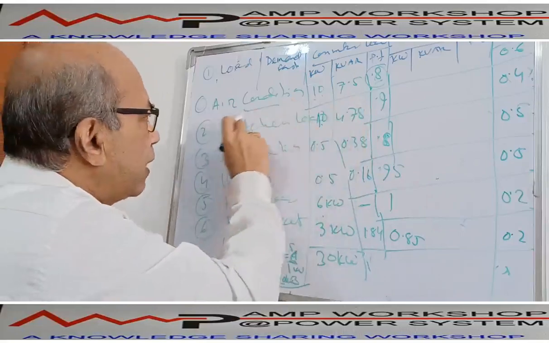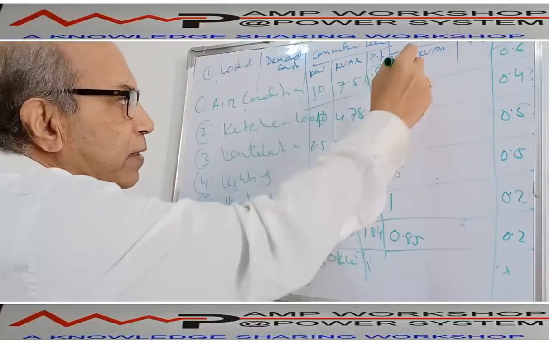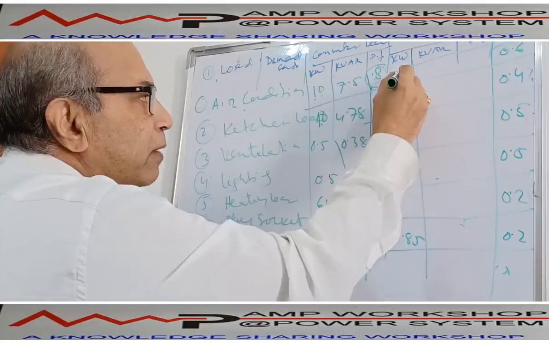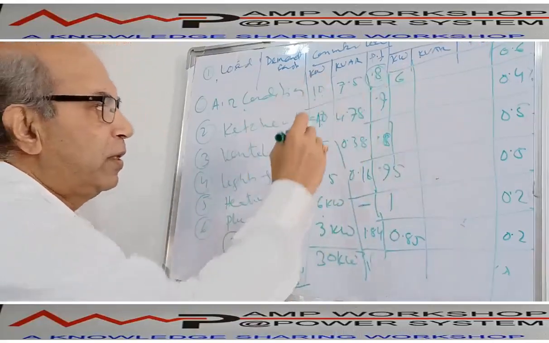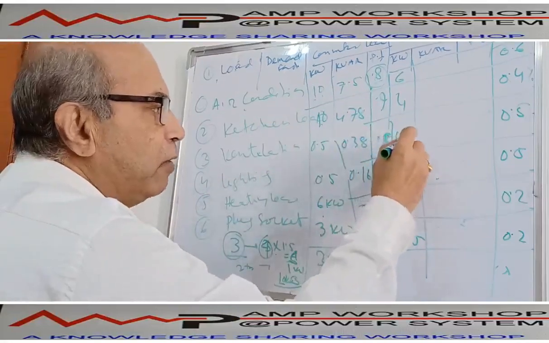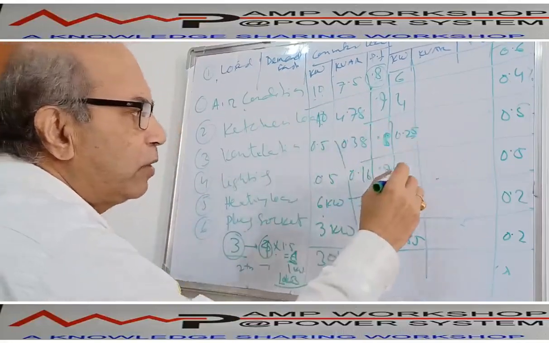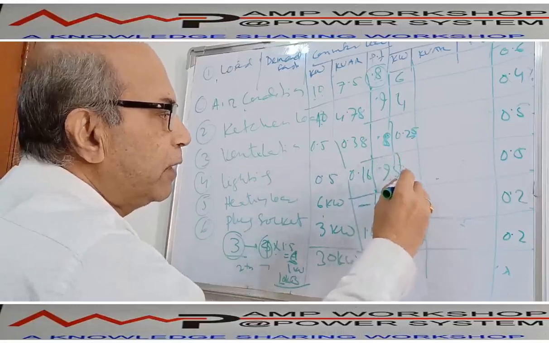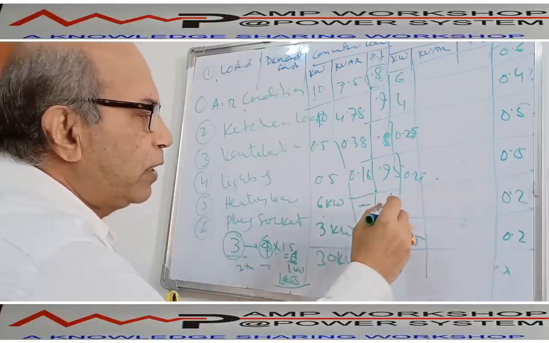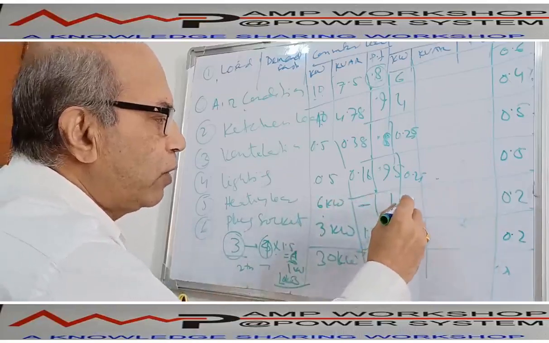So with this demand factor, for each subsystem we can calculate the maximum demand. For the air conditioning system, if we apply 0.6, the maximum demand will be 6 kilowatt. This will be 4 kilowatt. Now with 0.5 it will be 0.25 kilowatt, and this maximum demand will be 2.5. Then for 6 kilowatt, if you consider 0.2, it will be 1.2 kilowatt.